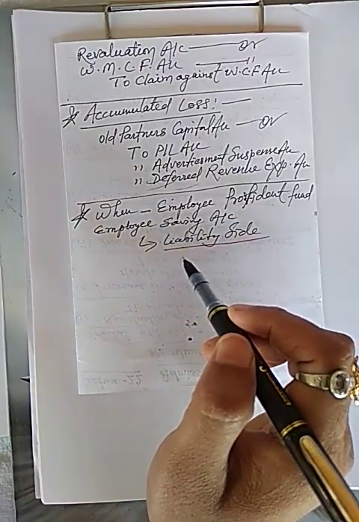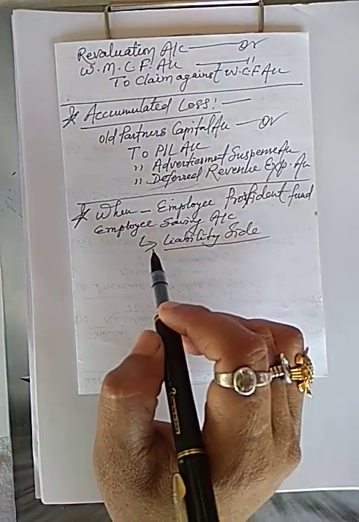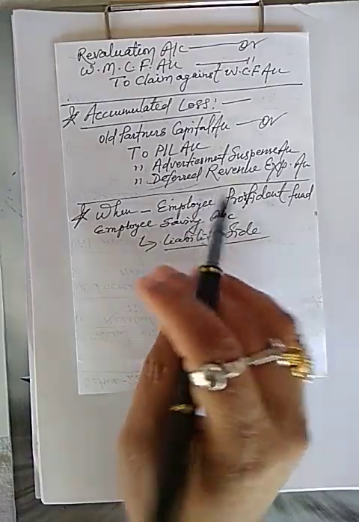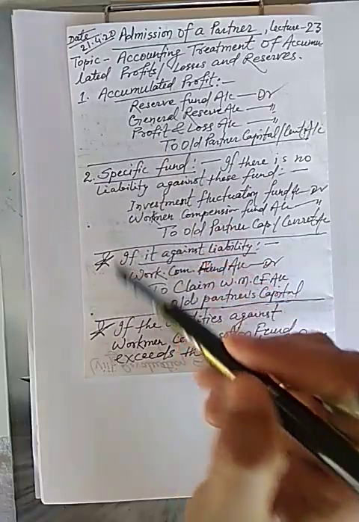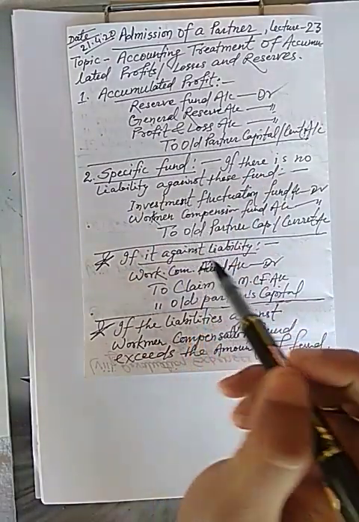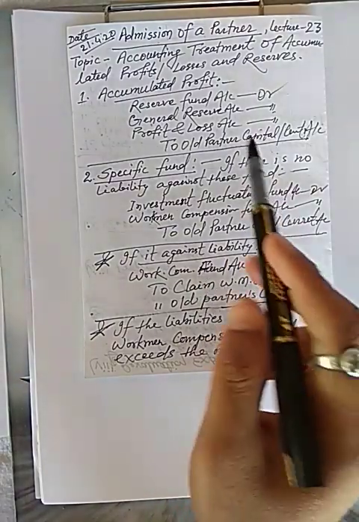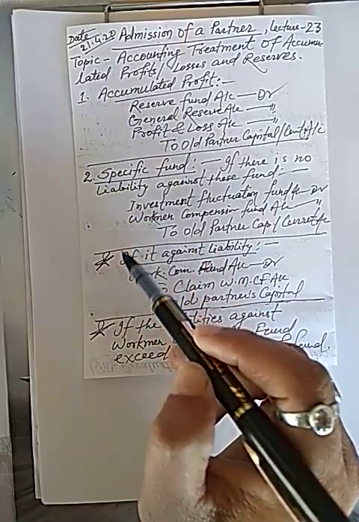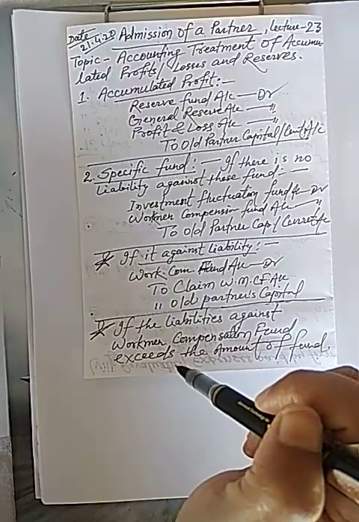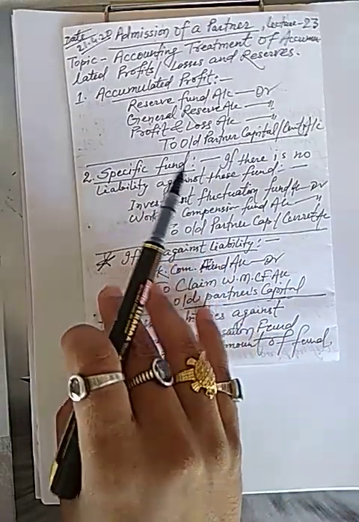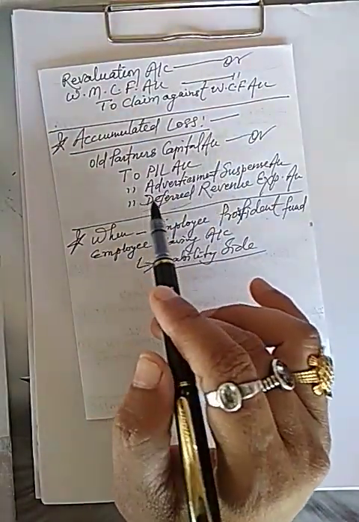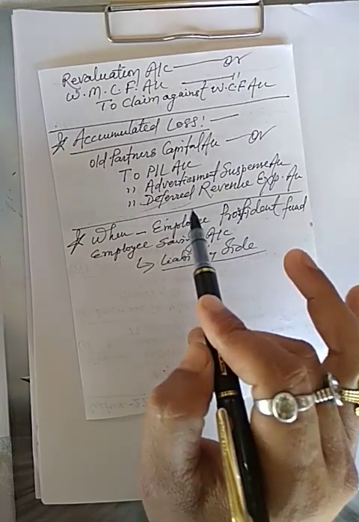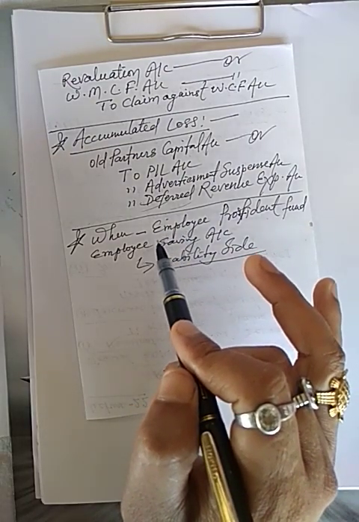One more thing: entries for transferring the reserve and accumulated profit and loss must be passed even if the question is silent on this point. It means whether or not the question says to distribute these losses and accumulated profits, we have to distribute them automatically among the partners. This point should be remembered.